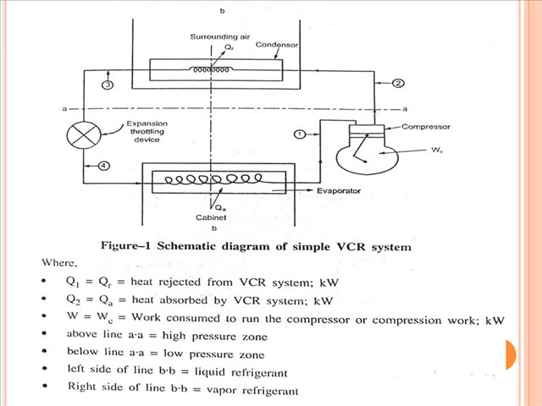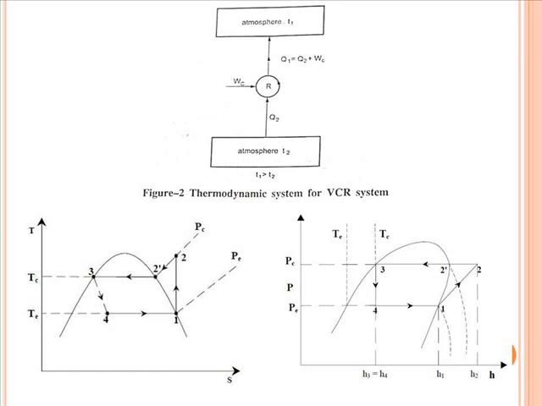cycle will continue. So you can see in the schematic diagram, the horizontal line AA and vertical line BB is shown. Above the line AA, you will observe high pressure. So in the previous diagram, above the line AA, high pressure zone is there. Below the line AA, you will observe low pressure zone is there. On the left side of line BB, you will observe refrigerant is available in liquid state, whereas on the right side of line BB, you will observe the refrigerant is available in vapor state.